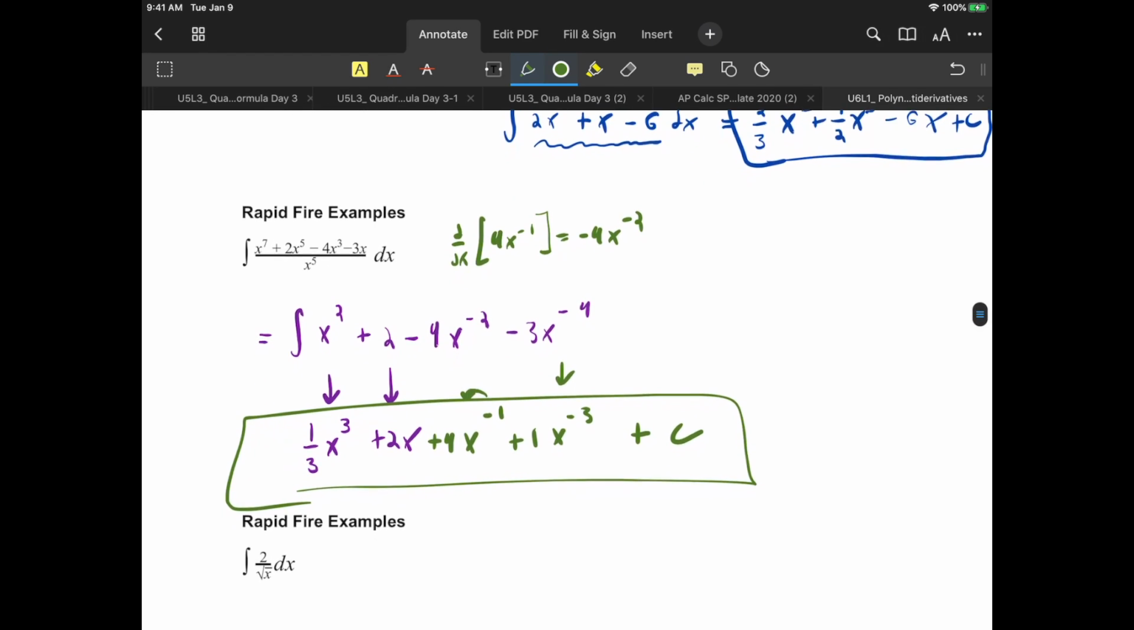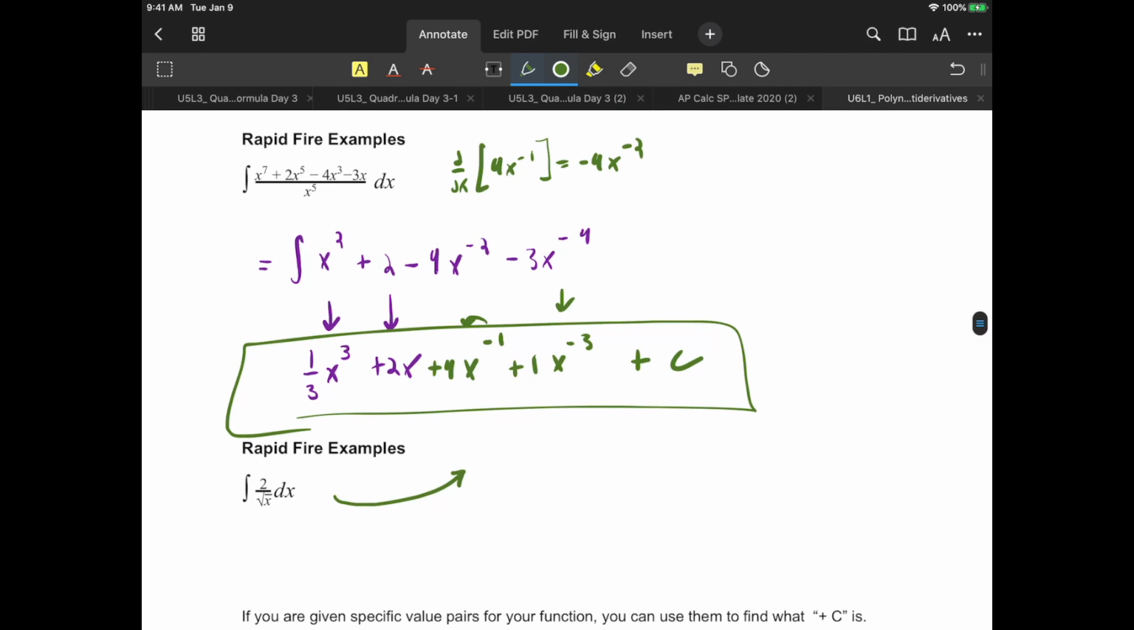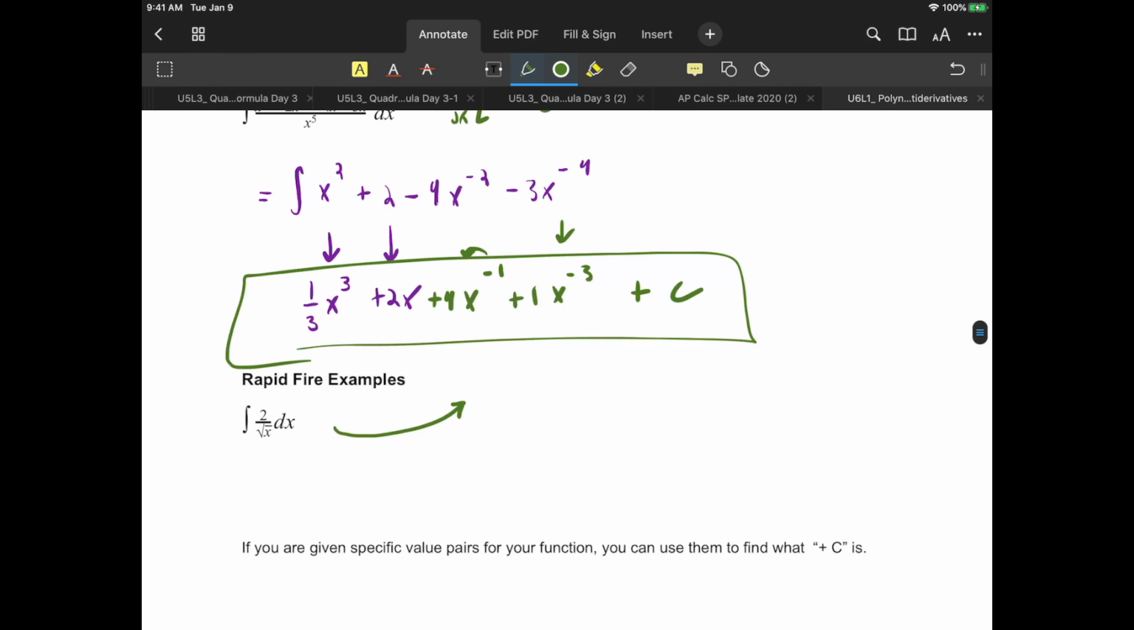This also works for radicals, right? Last example here, this also works for radicals. You also have to convert them, right? So this would be the antiderivative of 2 over x to the 1/2 dx, which would be the antiderivative of 2x to the negative 1/2 dx. So, okay, we increased the exponent by 1. This is x to the 1/2, and so then this must have been a 4x to the 1/2 plus c.